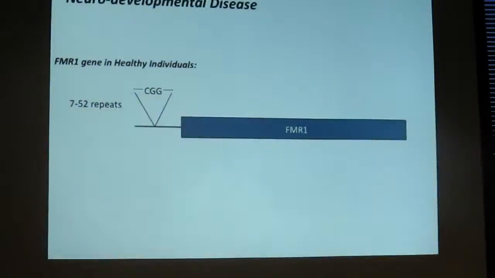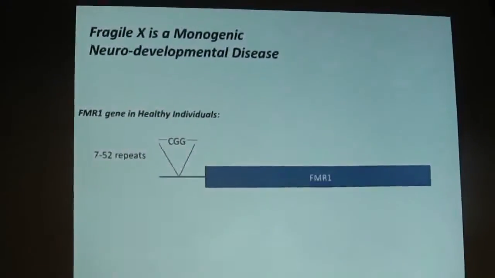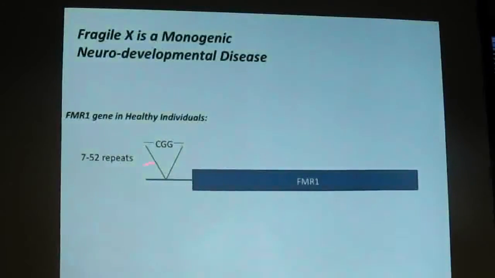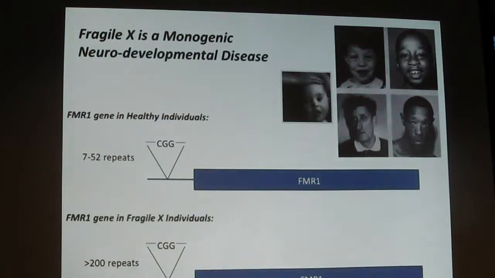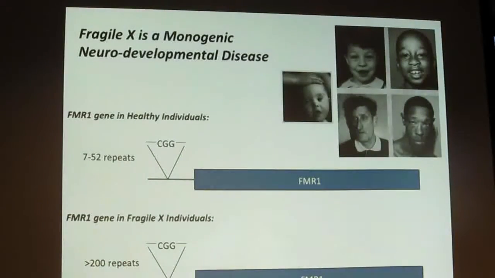The brain just doesn't develop appropriately. So in the FMR1 gene, we have something called a trinucleotide repeat. Usually there's about 7 to 52 repeats in healthy individuals. But in Fragile X individuals, this repeat becomes expanded to more than 200 repeats.